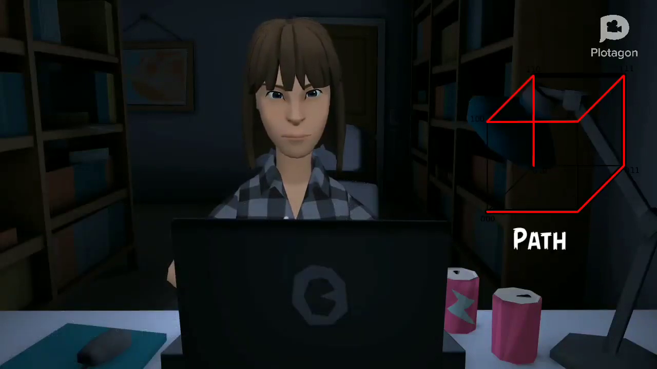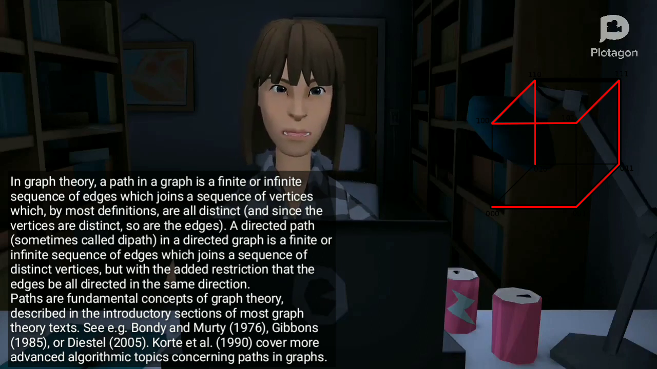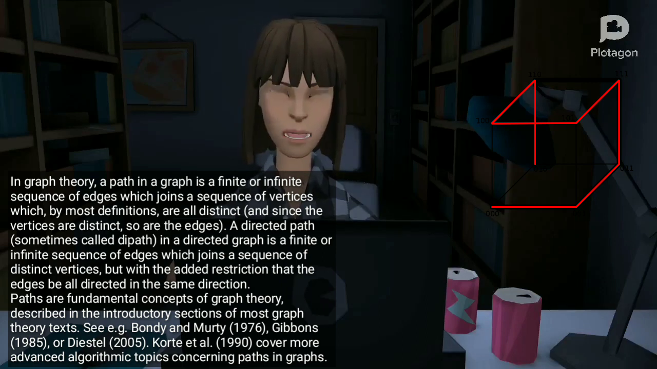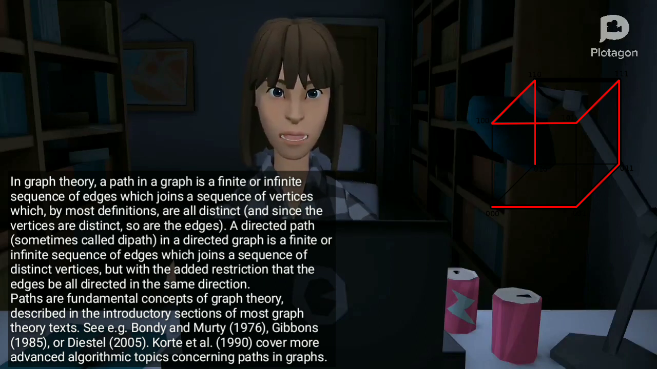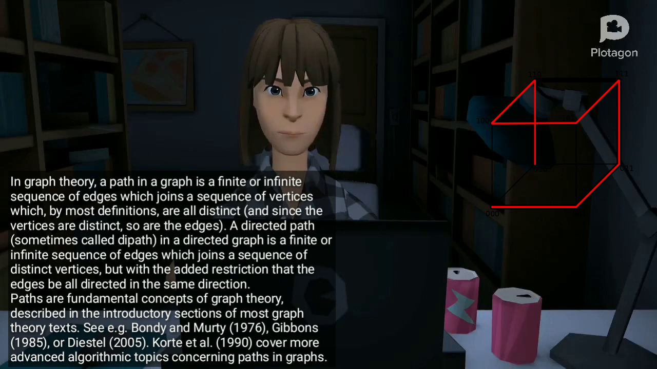Path. In graph theory, a path in a graph is a finite or infinite sequence of edges which joins a sequence of vertices which, by most definitions, are all distinct, and since the vertices are distinct, so are the edges. A directed path, sometimes called dipath, in a directed graph is a finite or infinite sequence of edges which joins a sequence of distinct vertices, but with the added restriction that the edges be all directed in the same direction.